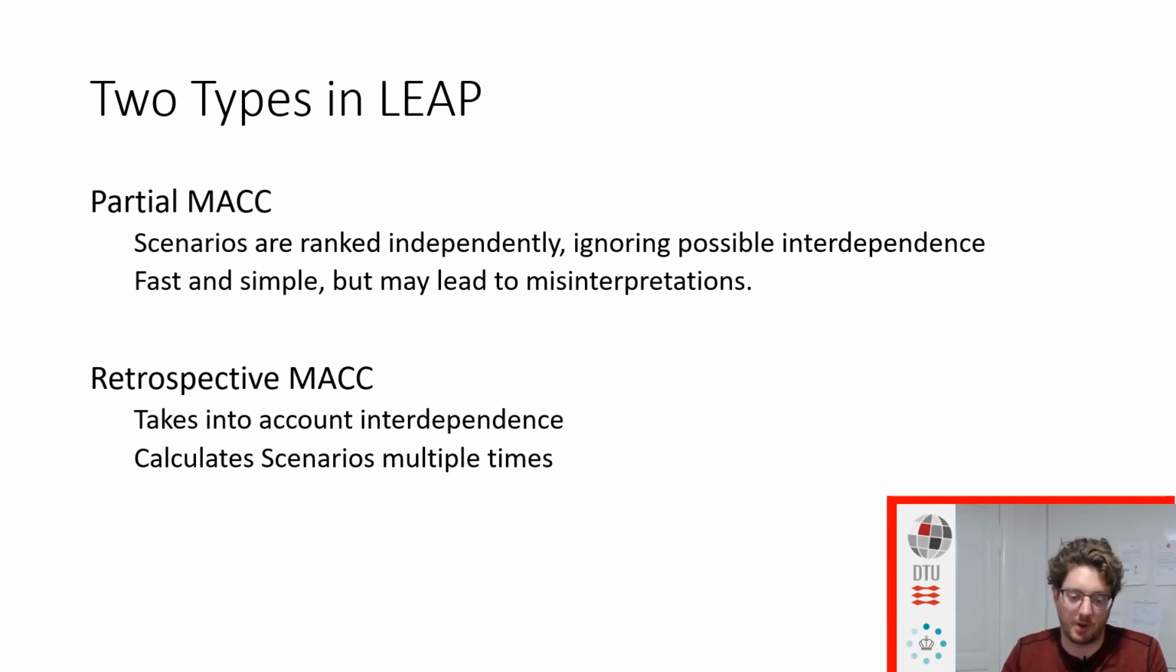There might be a much better offset for your intermittent renewables if you have anything like smart charging from your vehicles. But on the other hand, the abatement benefit of your electric vehicles is far higher when you have clean renewable electricity production. The partial MACC is quite fast and simple. We just calculate the scenarios as per usual. But this also lends itself to misinterpretation.